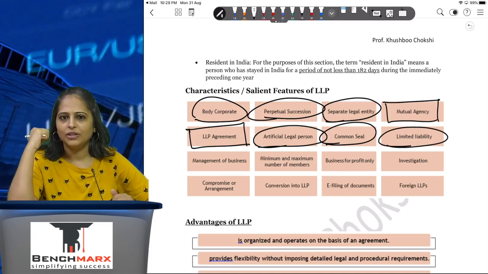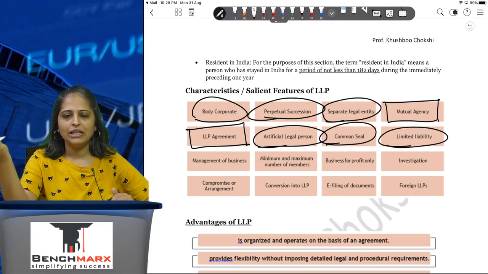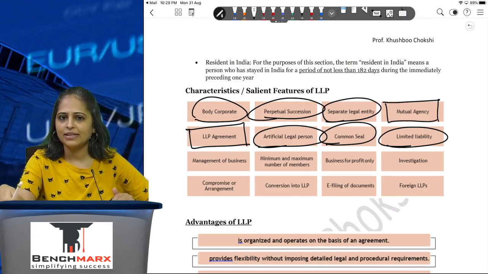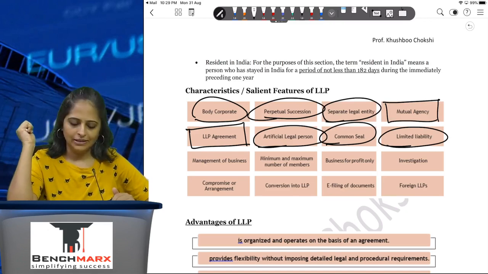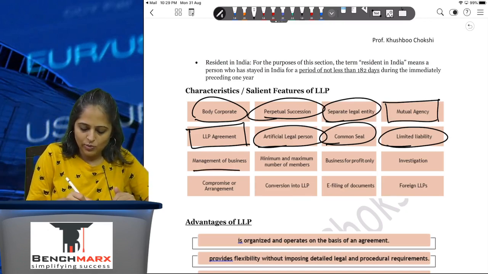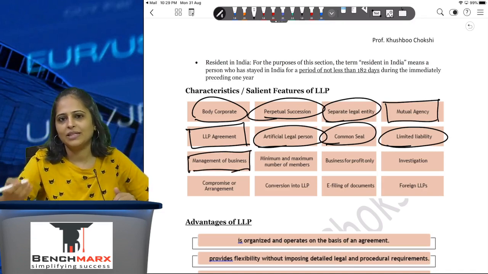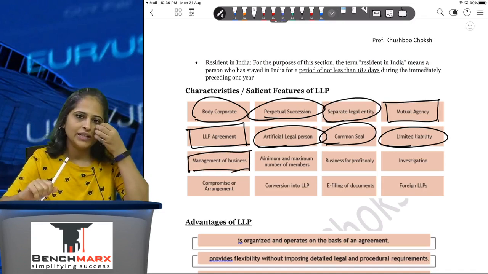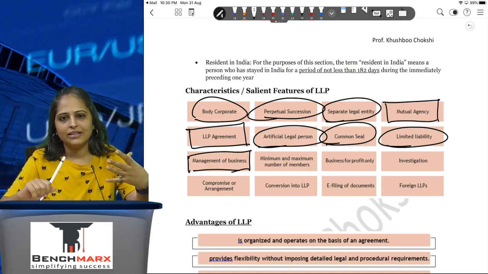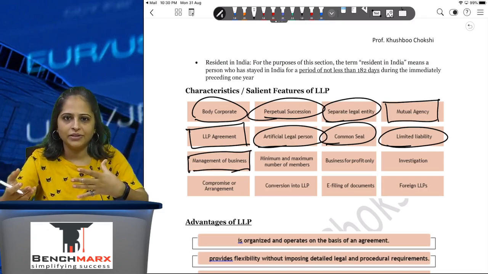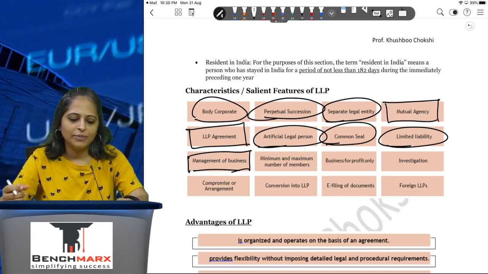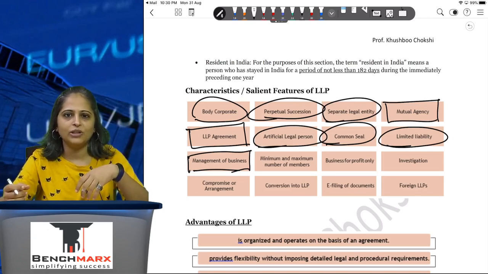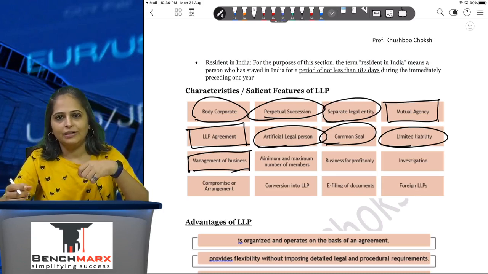Limited liability of the partners. The most important feature of the Limited Liability Partnership Act is that the liability of the partners is limited. That is, the personal assets of the partners cannot be used for paying off a liability of the LLP. Then the management of the business will be by the designated partners, as we have studied in the definition, that the designated partners are the people who are like the active partner in the Partnership Act, or the CEO of a company, who will be managing the day-to-day affairs of the company, and they will also be responsible for fulfilling all the compliances which the LLP has to do.